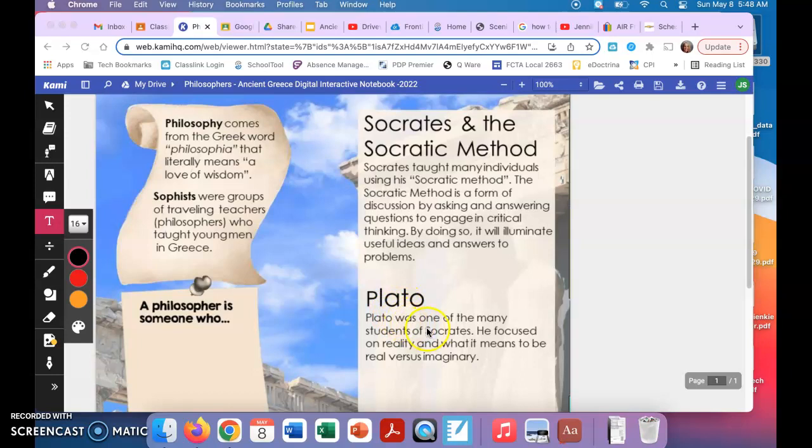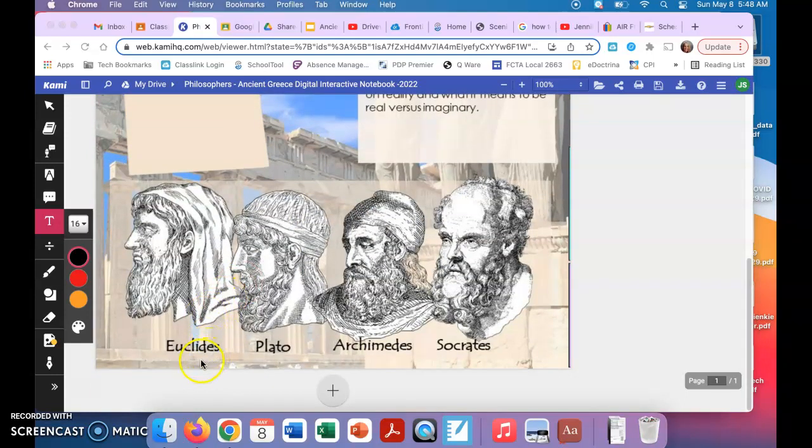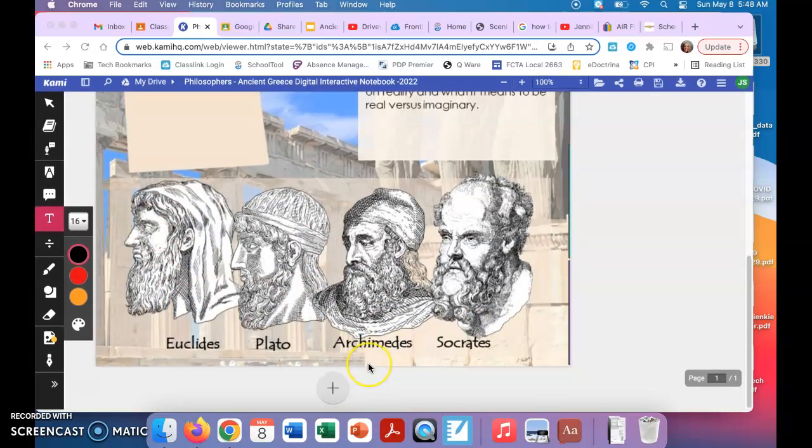Plato. Plato was one of the many students of Socrates. He focused on reality and what it means to be real versus imaginary. So your first question or thing to address on this page is a philosopher is someone who... And then here at the bottom we have four philosophers. We have Euclides, Plato, Archimedes, and Socrates. And that's it.